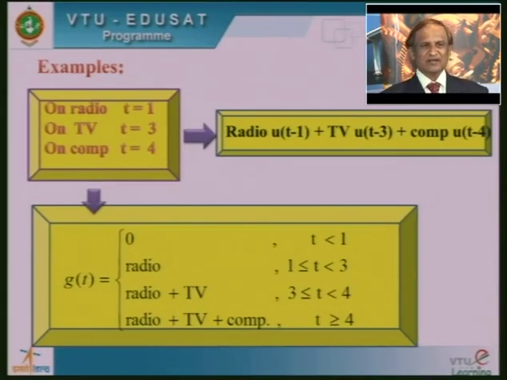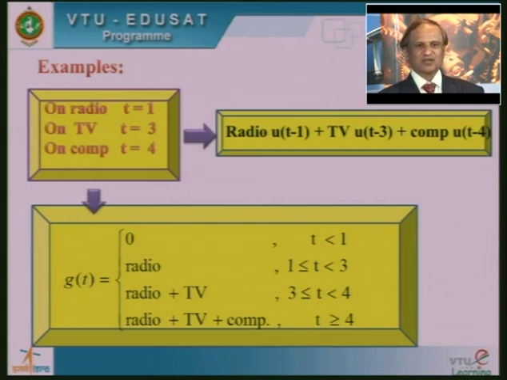I am planning to give one more live example. Say for example, if you want to listen to a radio, I want to turn on a radio at time t is equal to 1 p.m. Similarly, I want to turn on a television at time t is equal to 3 o'clock. I want to turn on a computer at time t is equal to 4 o'clock. So how are we going to write this situation using a unit step function?